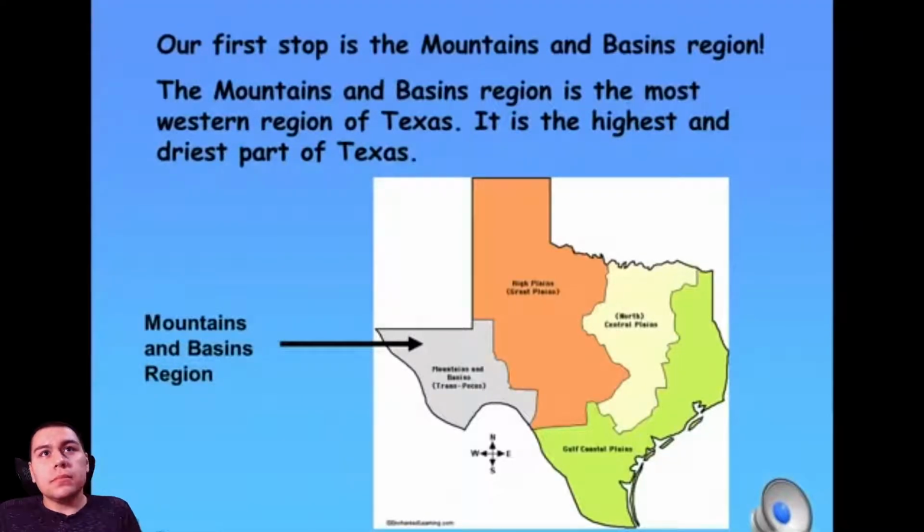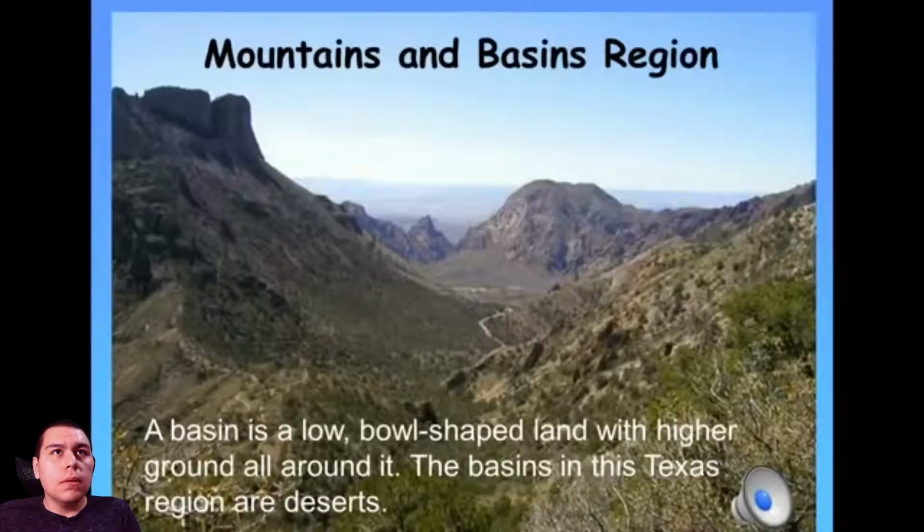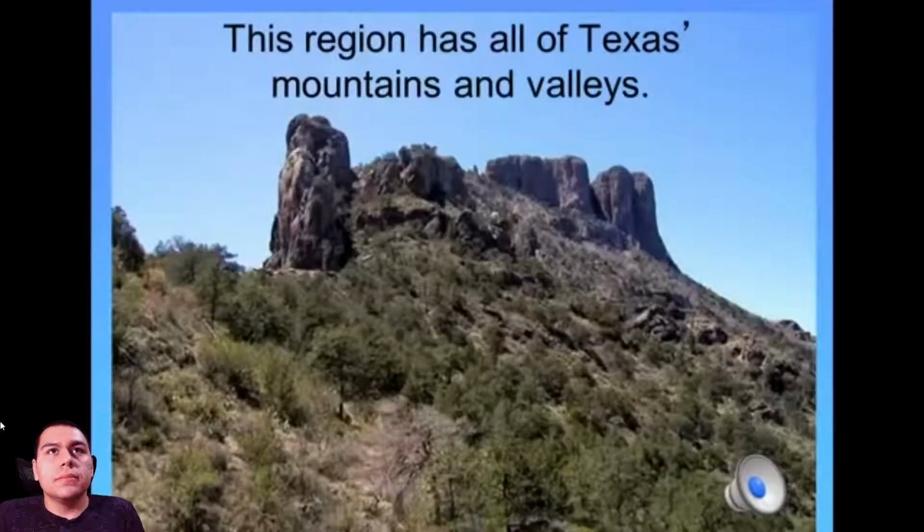Our first stop is the Mountains and Basins region. The Mountains and Basins region is the most western region of Texas. It is the highest and the driest part of Texas. A basin is a low bowl-shaped land with higher ground all around it. The basins in this Texas region are deserts. This region has all of Texas's mountains and valleys.